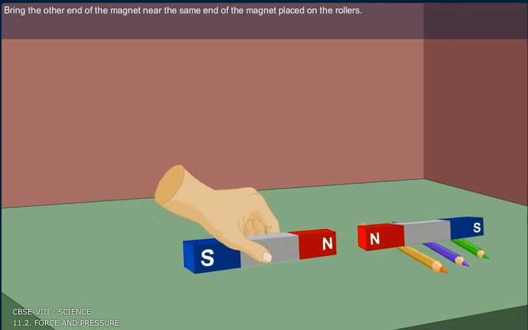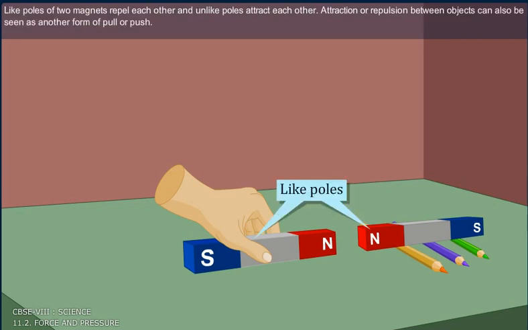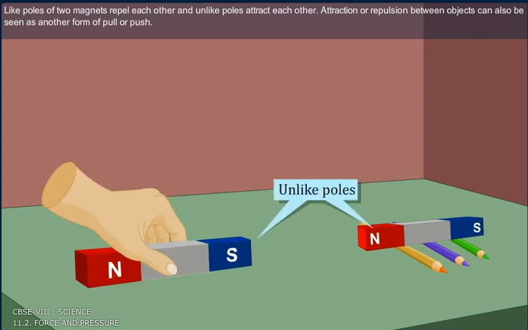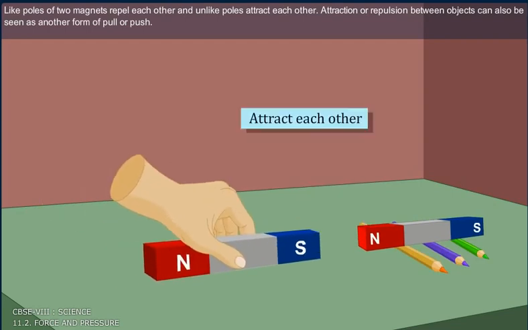Bring the other end of the magnet near the same end of the magnet placed on the rollers. Note what happens to the magnet placed on the rollers every time another magnet is brought near it. Like poles of 2 magnets repel each other, and unlike poles attract each other.